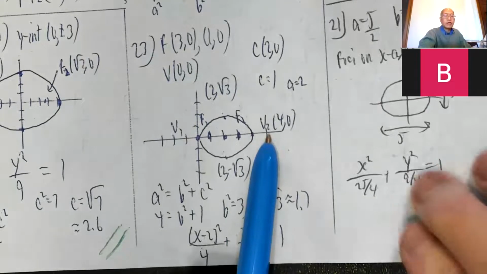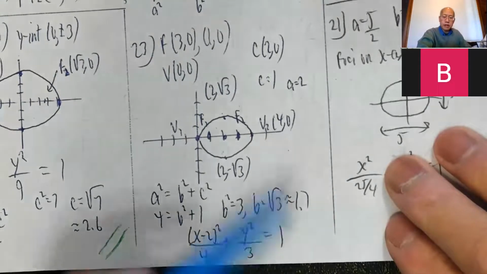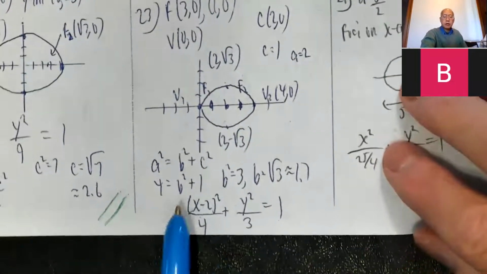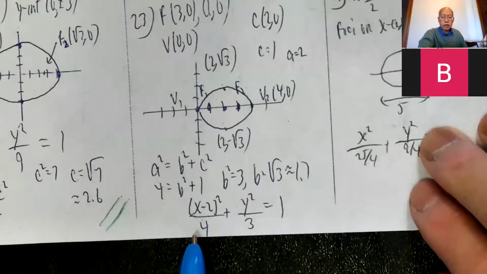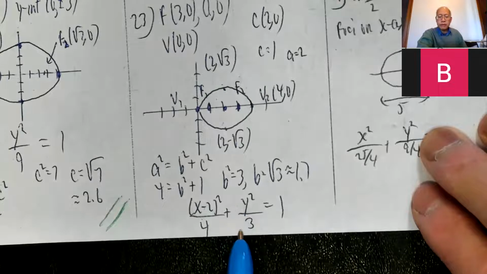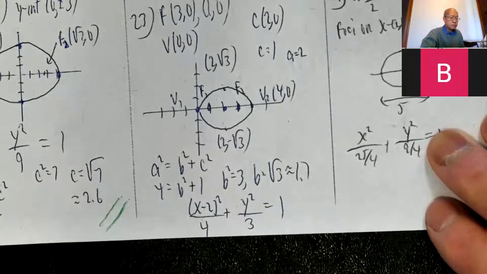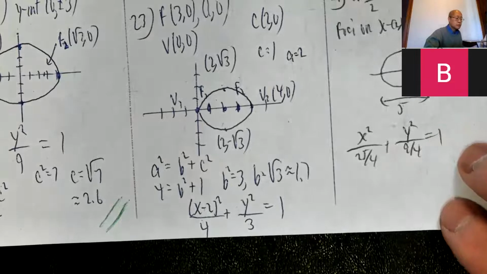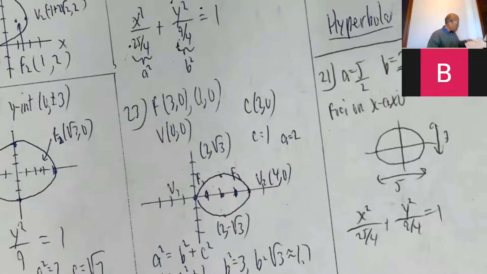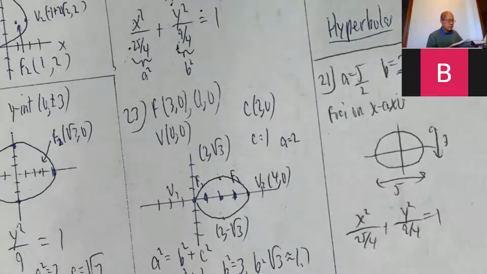So I've basically solved the puzzle, as it were. Up and down is radical 3. So here's my equation. x minus 2 squared over 4 plus y squared over 3 equals 1. And that's about it. Okay, then the only other one I was going to do is 27. And then I'm just about done with the ellipses.